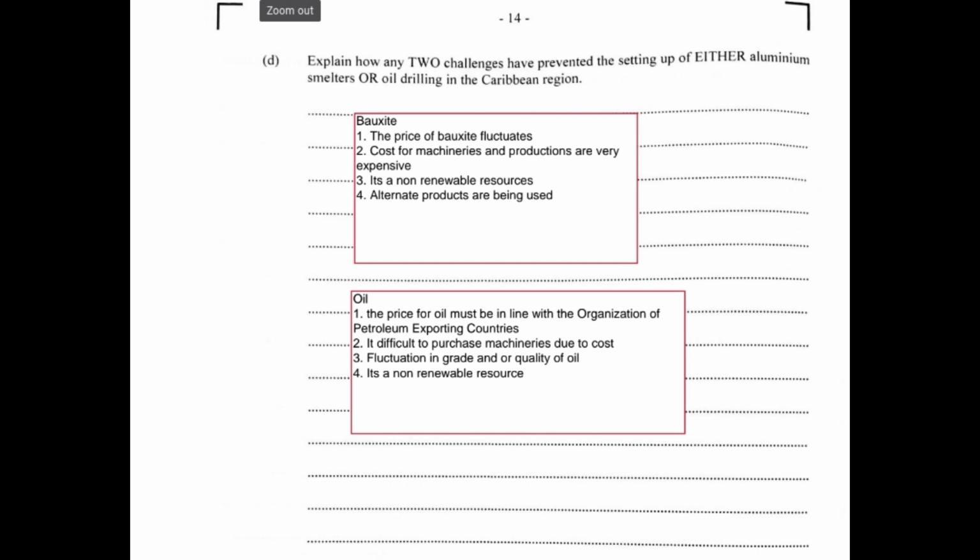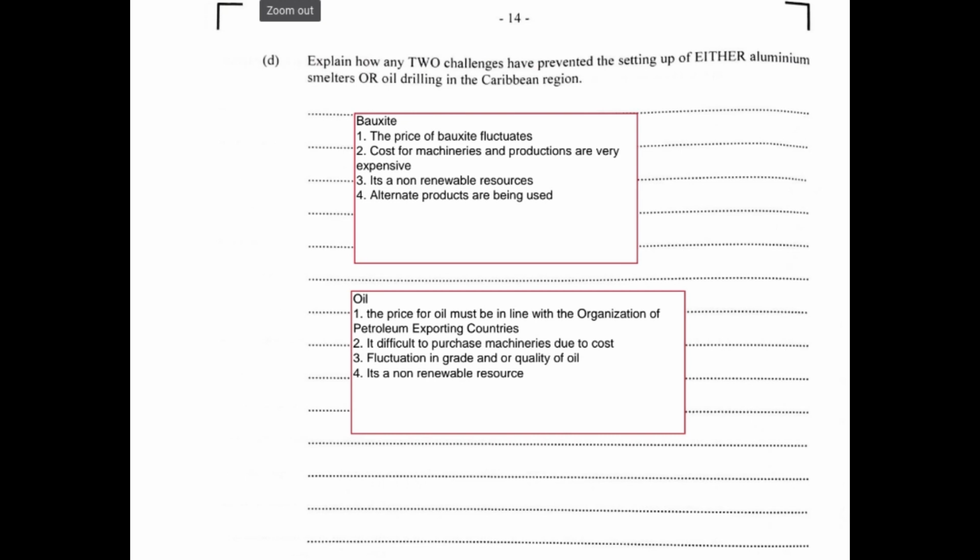1, the price of oil must be in line with the Organization of Petroleum Exporting Countries. Hence, it's difficult to purchase machineries because the cost of production is very expensive compared to other countries. So Trinidad faces this challenge where it is very expensive for them to basically do oil compared to other countries, and their price has to be in line with the Organization of Petroleum Exporting Countries. So that's one of the challenges that they're having.